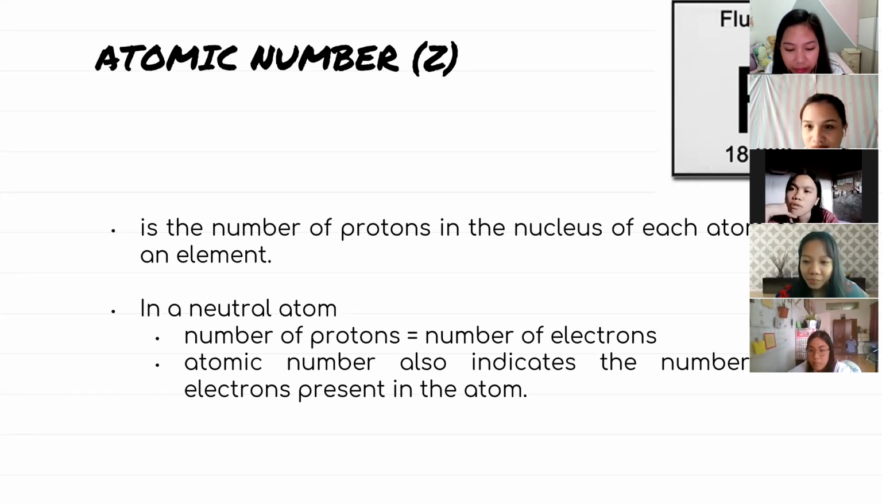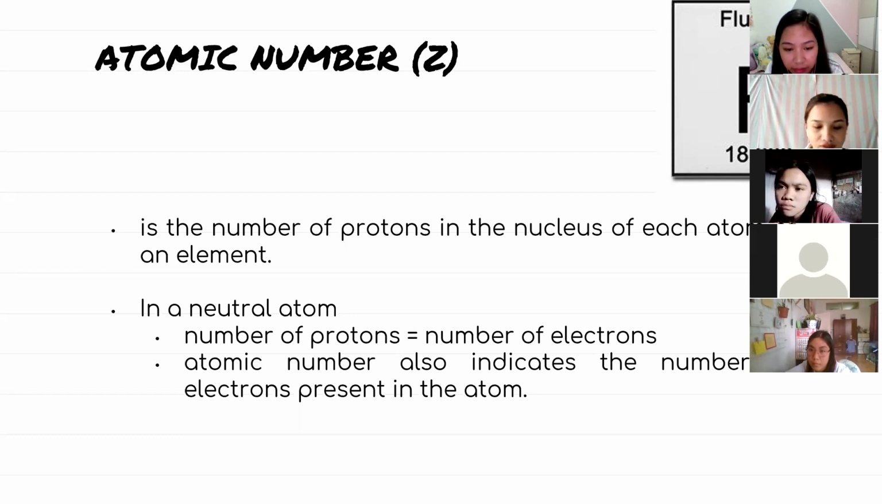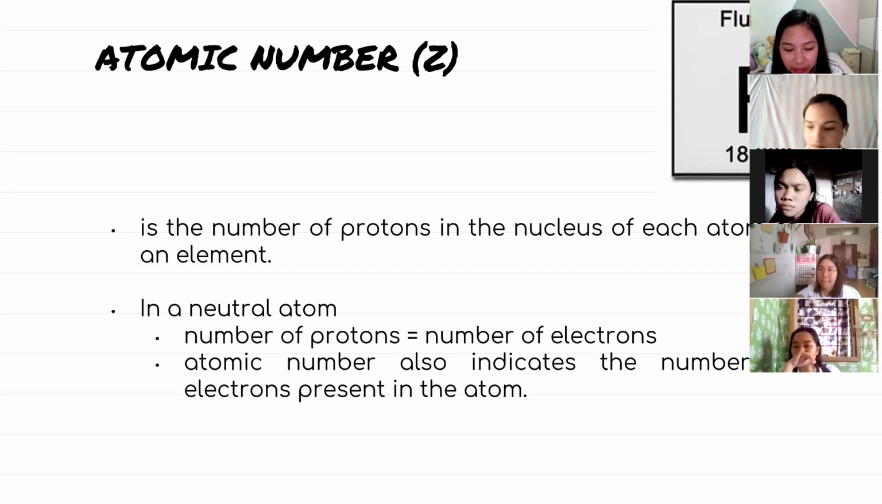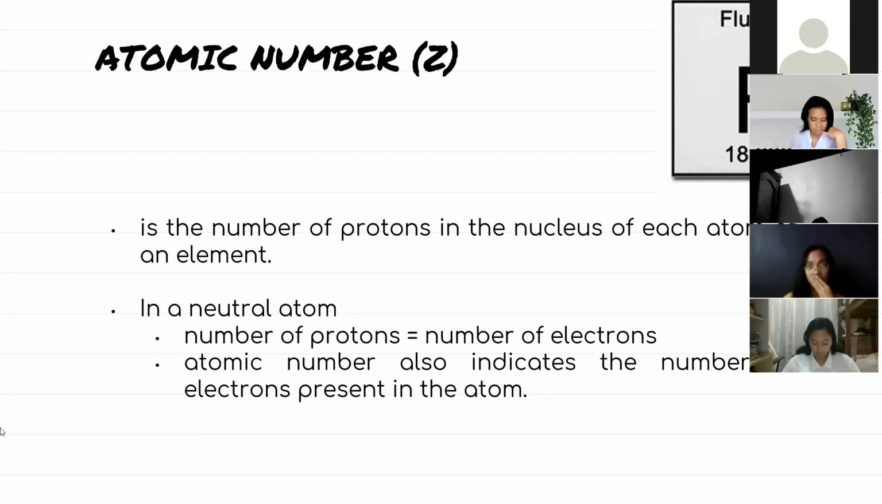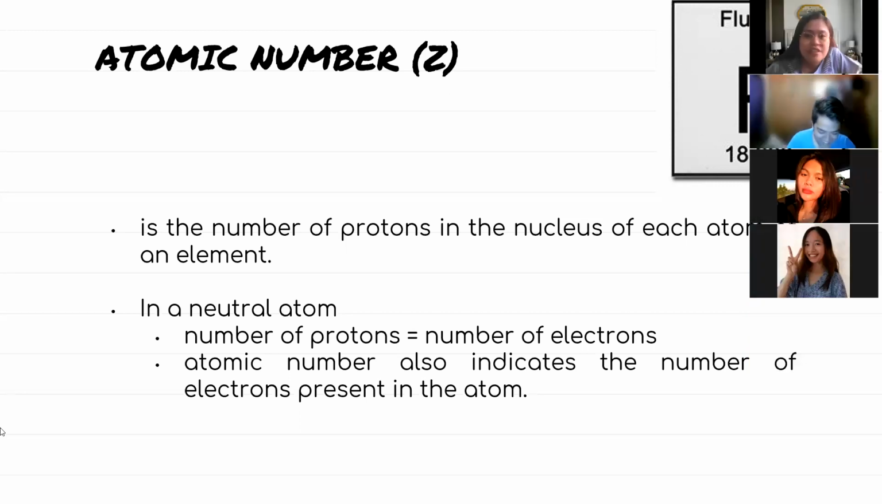In a neutral atom, class, just like this fluorine, which has no charge, the number of protons is equal to the number of electrons. So we can use the atomic number to know the number of electrons in our atom, but we need to remember that it must have no charge.